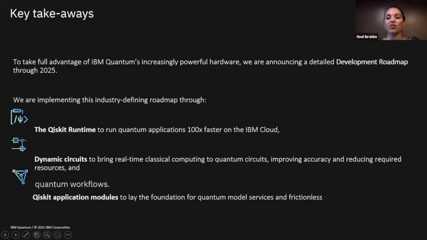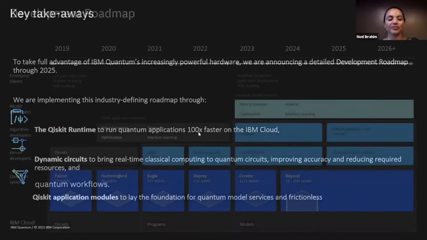So there are many algorithms that are designed to communicate back and forth between quantum and classical systems, and having the classical system right next to the quantum system can reduce latency. So we're also looking at quantum workflows, so Qiskit application modules to lay the foundation for quantum model services and frictionless development.